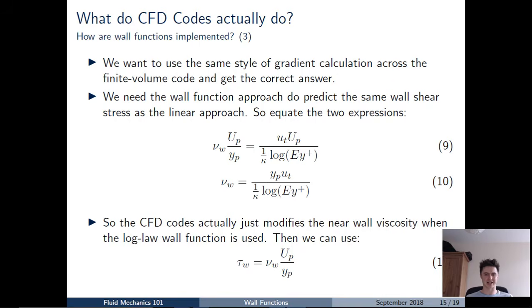So I think we need to take a step back again and think about what we're doing here. If our cell is in the log law region, we can modify the wall viscosity, and then the wall shear stress we predict, assuming that the gradient is linear, will be the same as if it wasn't. And then we can use the same method of calculating the gradient across the entire mesh and get the correct solution. So this is often why in some CFD codes you may see the wall viscosity. It's a way of correcting to ensure that we get the same wall shear stress and the same gradients.